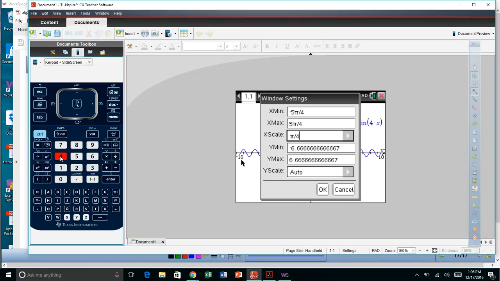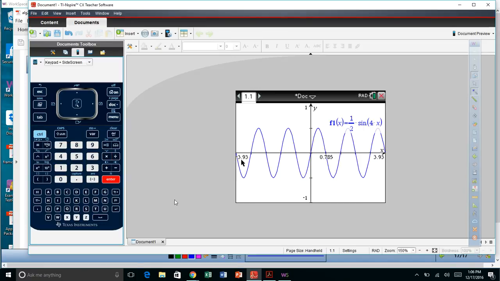Pi divide 4. All right. And y min, well, it only went to 1/2, right? So we'll put -1 and +1. And we'll put 1 divide 2, 1/2. All right, let's press enter. And let's see. Now, that looks a little bit more like what we had on our paper.